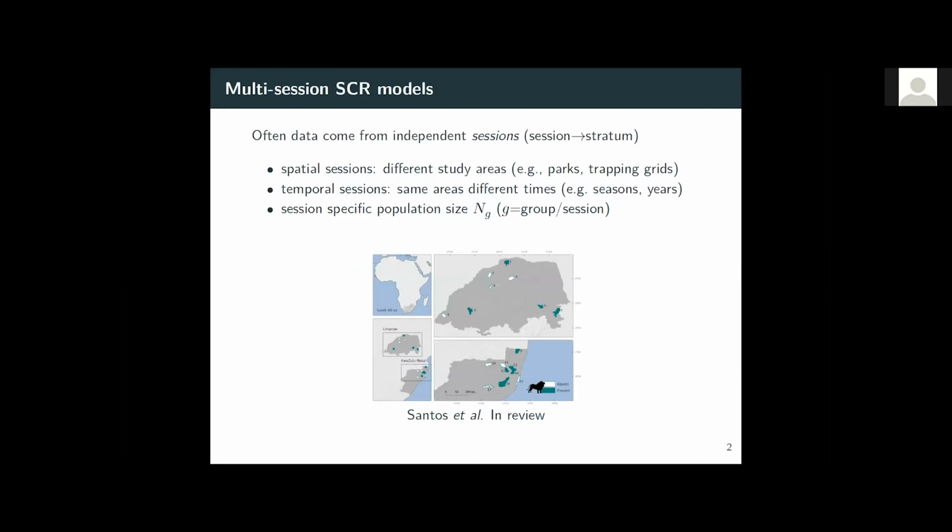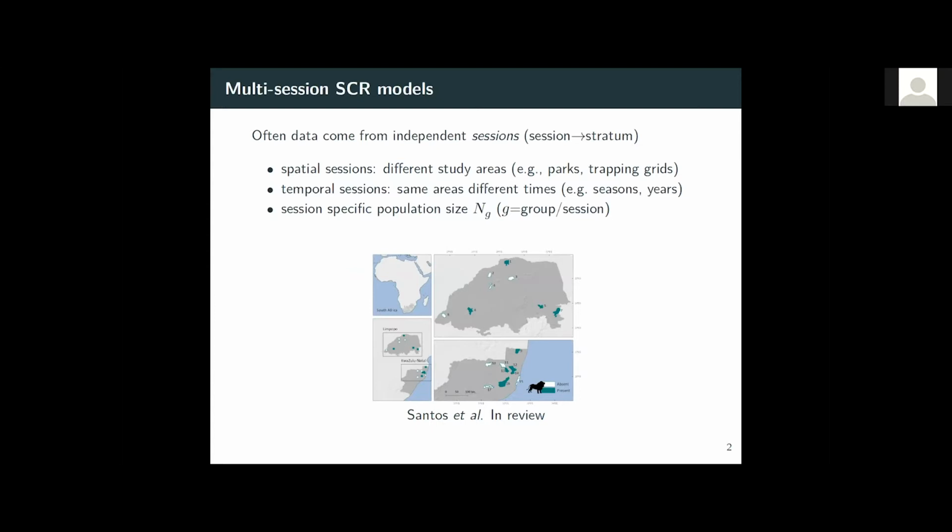Okay, so what do we mean by multi-session SCR models? Well, the thing that you probably know in your own experience is that data often come from independent sessions. And when we talk about sessions, really what I'm talking about here is different strata. So we can think about spatial sessions.